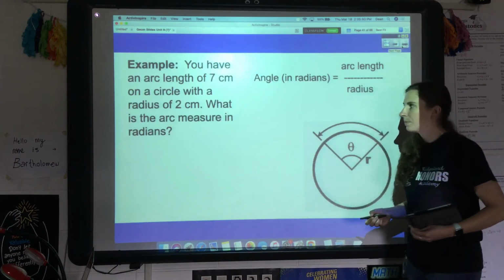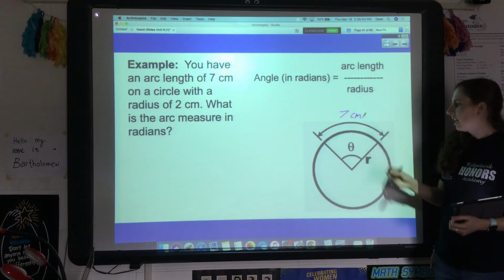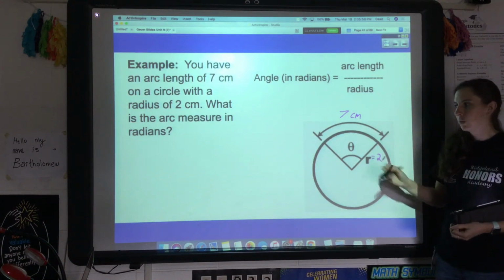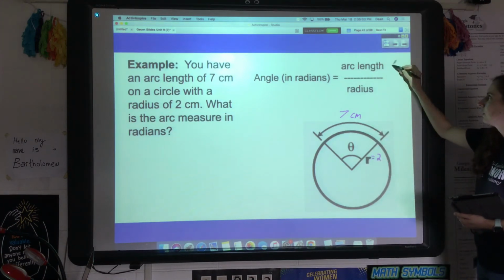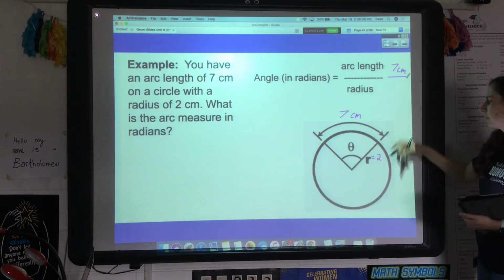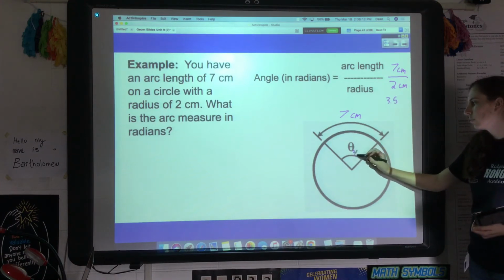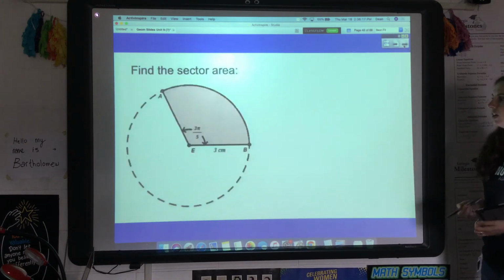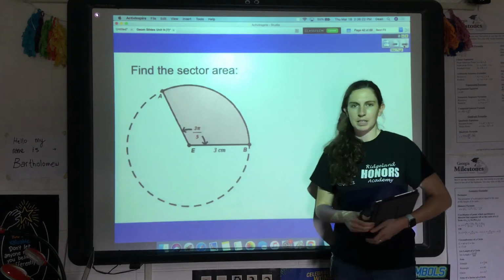So here's an example. Say you have an arc length of 7 centimeters, and the radius of the circle is 2 centimeters. What's the arc measure in radians? So again, you just divide the arc length, 7 centimeters, by the radius, 2 centimeters, and that's 3.5 in radians.